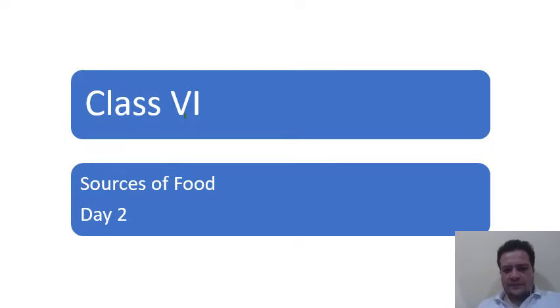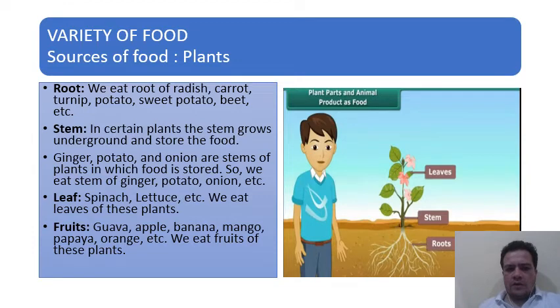Okay, so let us see. Yes, so one source of food is plants. You know that plants are able to make their own food by the process called photosynthesis. The green plants use sunlight, chlorophyll, as well as carbon dioxide and water for preparation of food. Plants have different parts like root, stem, leaves, and these different parts are eaten as food. Just see the examples given over here.